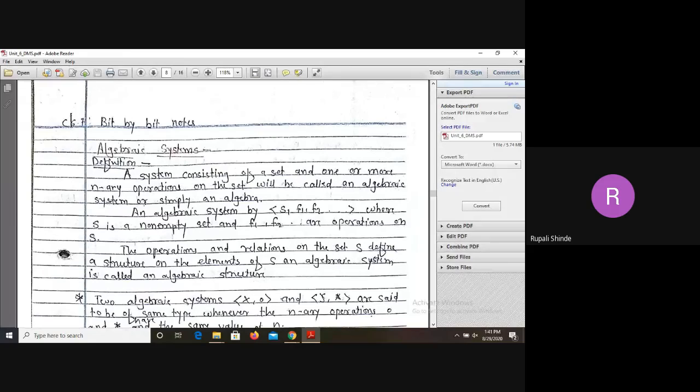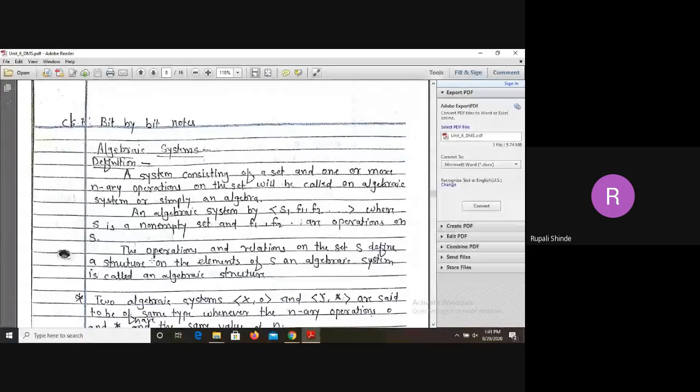So here two definitions are given. The first one is for algebraic system and the second one is for algebraic structure. What is the meaning of algebraic system? A system consisting of a set and one or more n-ary operations on the set. That is an algebraic system. And what is an algebraic structure? The operations and relations on set S define a structure for the elements of set S, and that structure is called an algebraic structure.